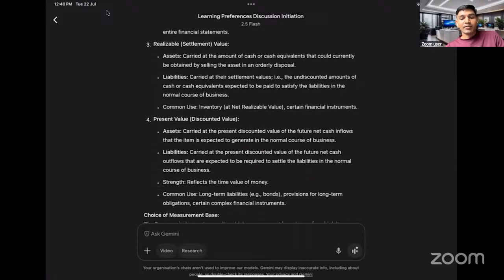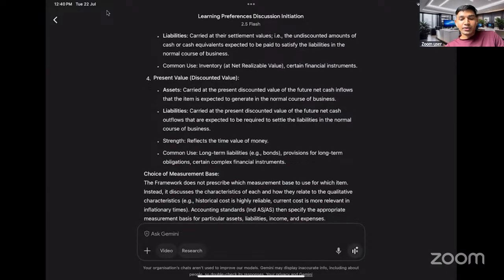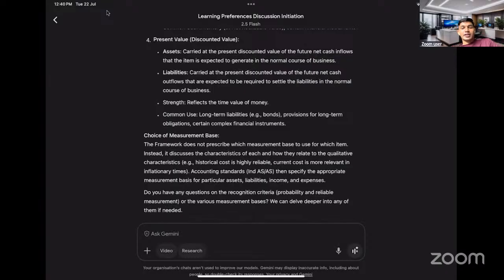Realizable or settlement value. Assets are carried at the amount of cash or cash equivalent that could currently be obtained by selling the assets in an orderly disposal. Liabilities are carried at their settlement values, that is, the undiscounted amount of cash or cash equivalents expected to be paid to satisfy the liabilities in the normal course of business. Common use: inventory at net realizable value and certain financial instruments. Present value is the discounted value.